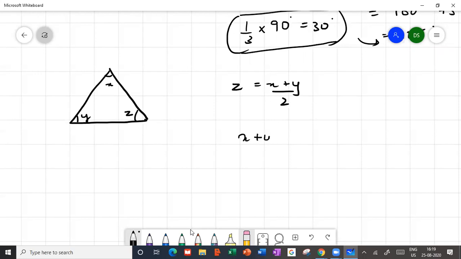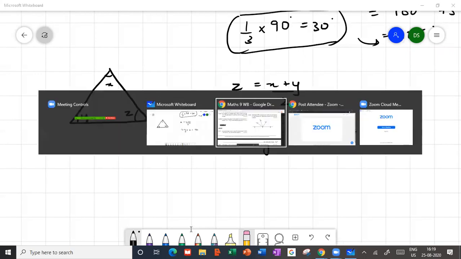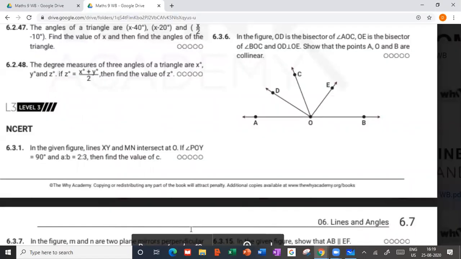Correct. Angle sum property. Miss, I got confused with that. That sign was there, I guess. It was looking like 0 in my book. Oh, it's a degree symbol. Don't worry.